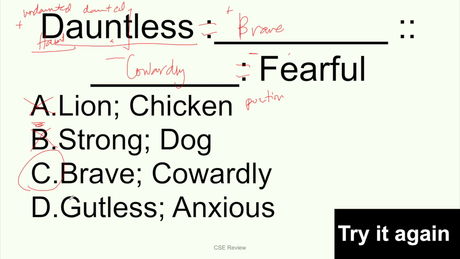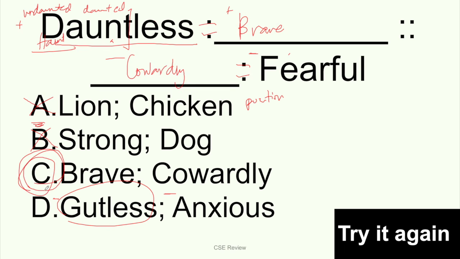Baka better siya. Now, dauntless is to gutless. Dauntless, okay, ibig sabihin matapang ka. Gutless, pag sinabing wala kang gut or wala kang guts, di ba, you're a coward or you're scared. So, negative din yan. Anxious is to fearful. Di ba, ang anxious is also a negative. So, hindi dito pwedeng sagot kasi dapat positive word itong nauuna. Okay? So, the answer is still letter C. Yan pa rin ang best answer.